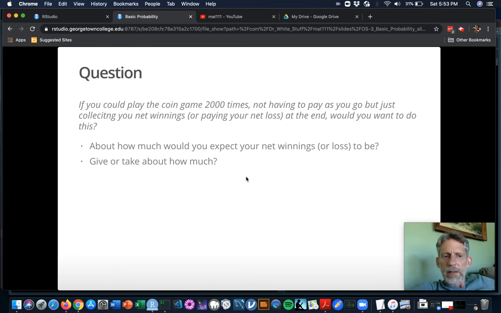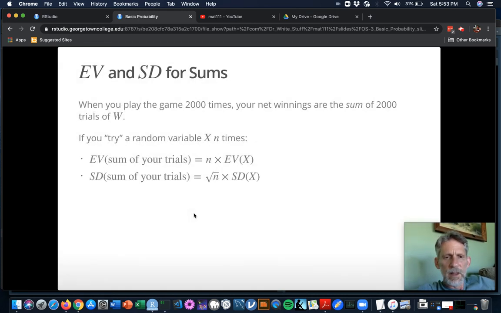Would you want to do that? And also, how much would you expect your net winnings to be? Give or take about how much? Well, this time, you're playing the game 2,000 times, and you're looking at the sum of your winnings. Your net winnings is really the sum of 2,000 12s and minus 10s, all added together.